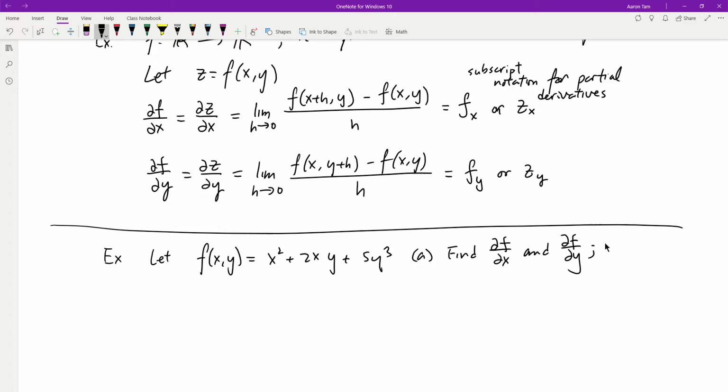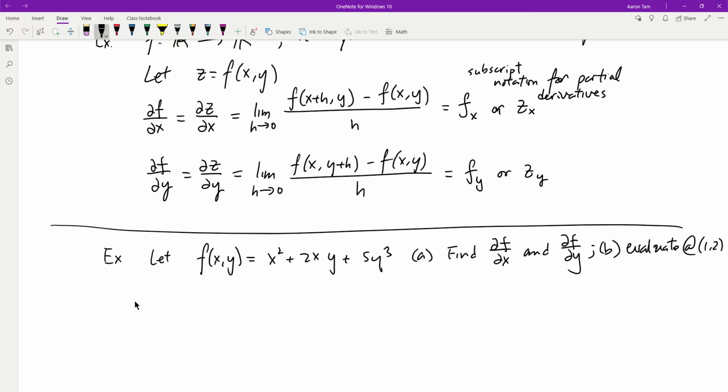Okay, and then how about B? Let's evaluate them so that you know how that works, at, I don't know, 1, 2. How's that? Okay. So I'll show you how to find the derivative.